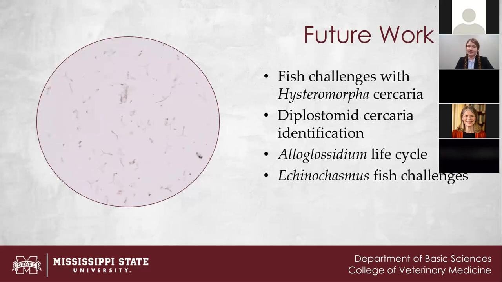There's quite literally dozens of Diplostomid species that haven't been genetically sequenced yet, so we have our work cut out for us. Our current guess is that it's some kind of Alaria species, since that's what its closest match was to in GenBank.